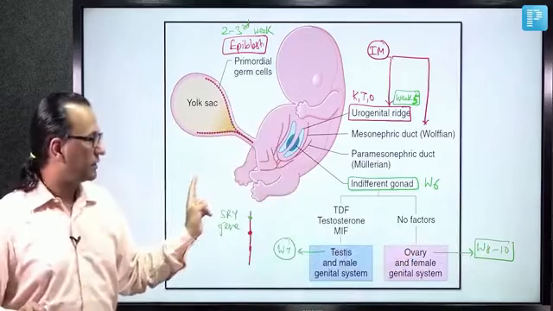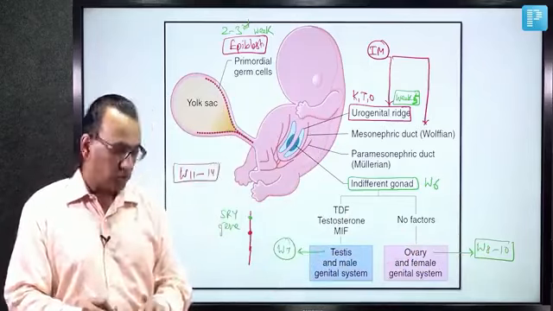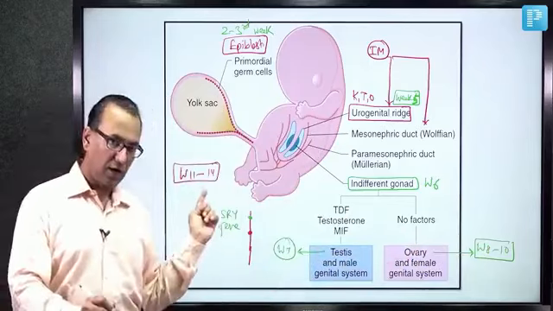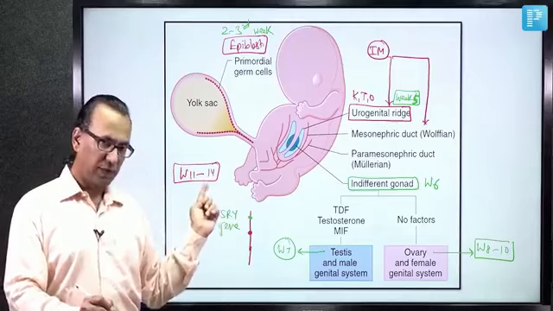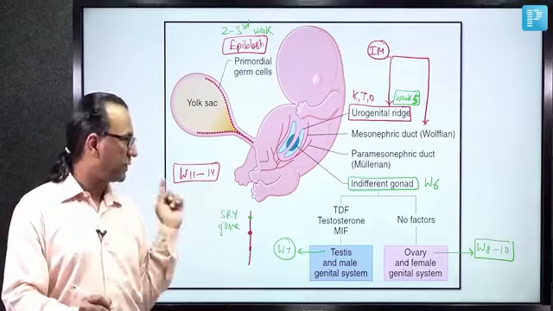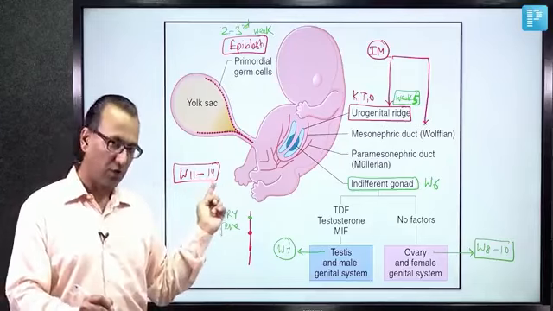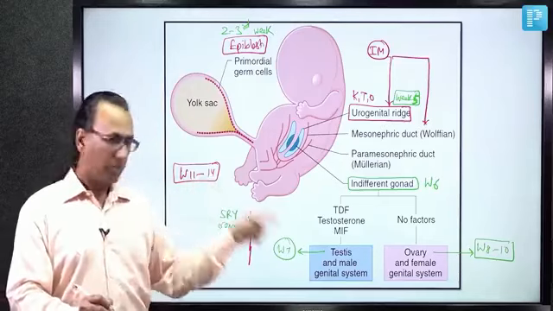And it will take at least week number 11 to week number 14, so that the external genitalia are well differentiated, which can be used ultrasonographically for sex determination. In sex determination, you have to look at the external genitalia. For example, the scrotal shadow will go in favor of the male.